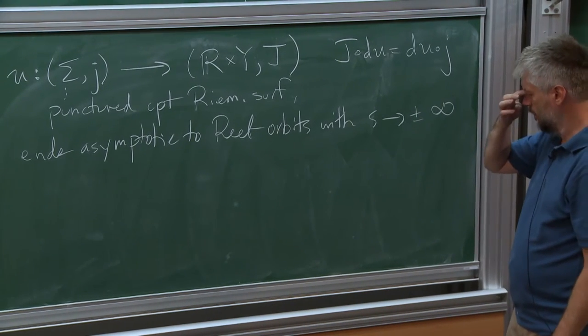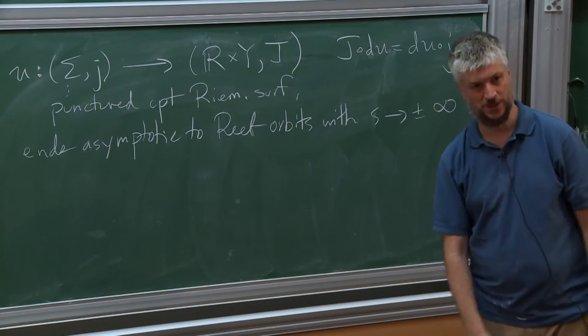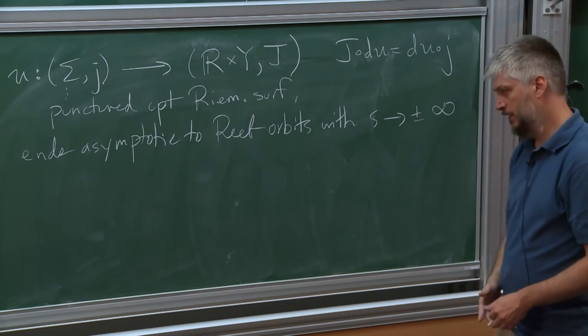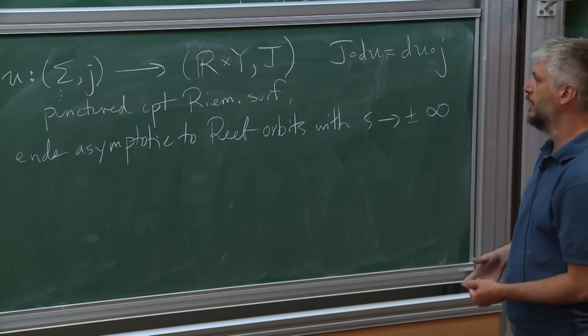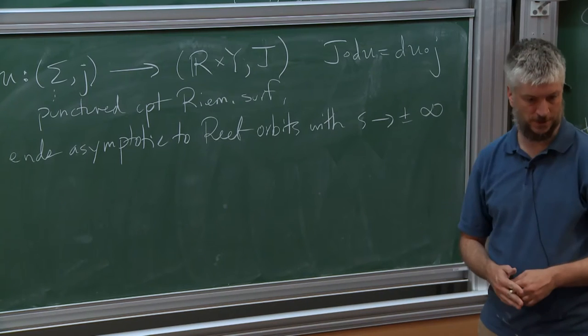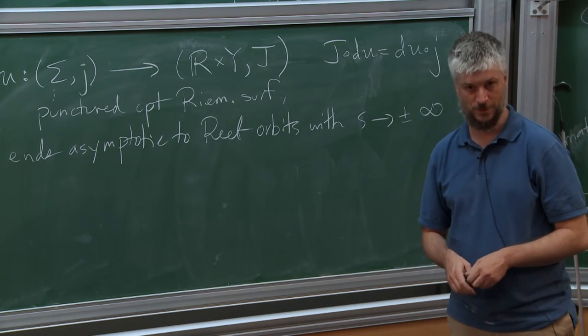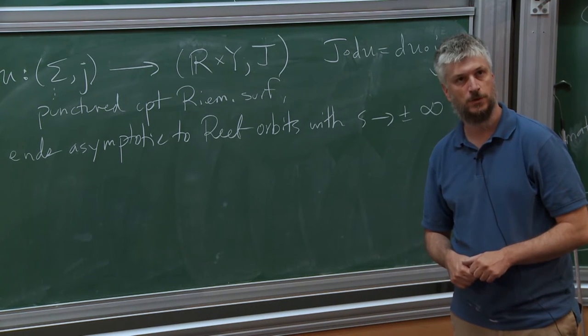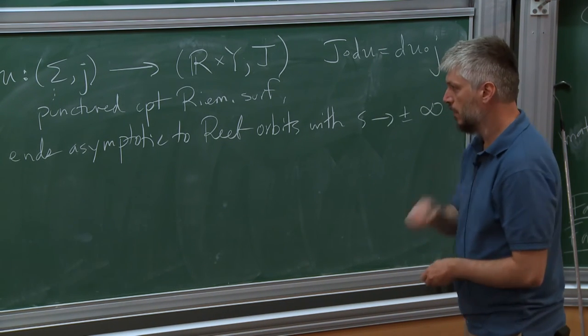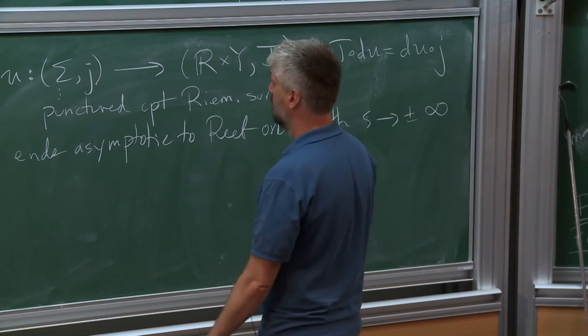So these are the kinds of things that one wants to count in the SFT differential. In my case, I count them in the embedded contact homology differential, but I'm not going to assume any knowledge about either of those things. I just want to talk about gluing these things in a particular situation.